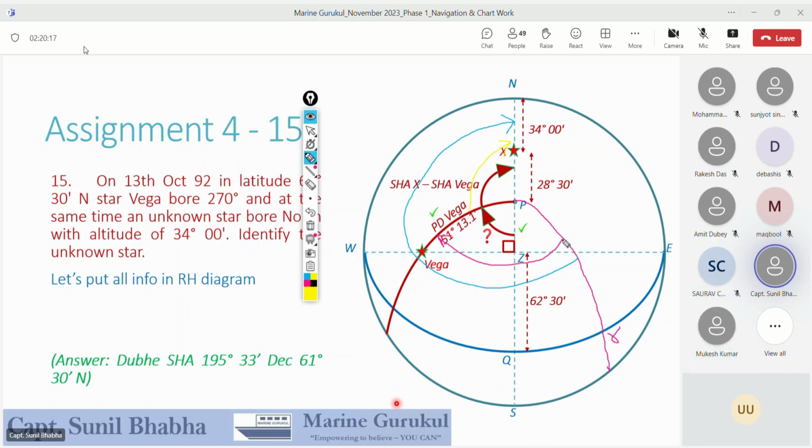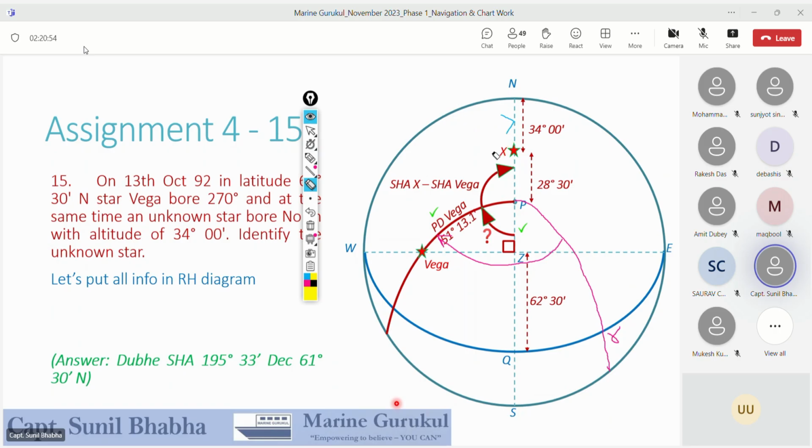ओके. अगर मैं पिंक और येलो को ऐड कर दूं तो ब्लू आएगा? हाँ सर. आ जाएगा पक्का? यस सर. ओके. पिंक इज SHA ऑफ वेगा, येलो इज व्हाट वी हैव फाउंड आउट फ्रॉम द डायग्राम. दोनों को ऐड करके हमने अननोन स्टार का SHA ऐसे ही निकाला है. ओके ओके. ओके बेटा. सौरभ नोट कर लिया? इरेज कर दूं? यस सर. ओके ऑल राइट.